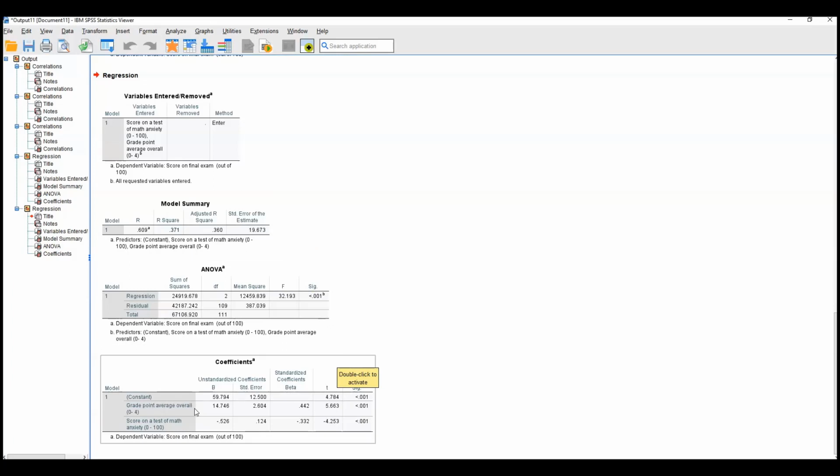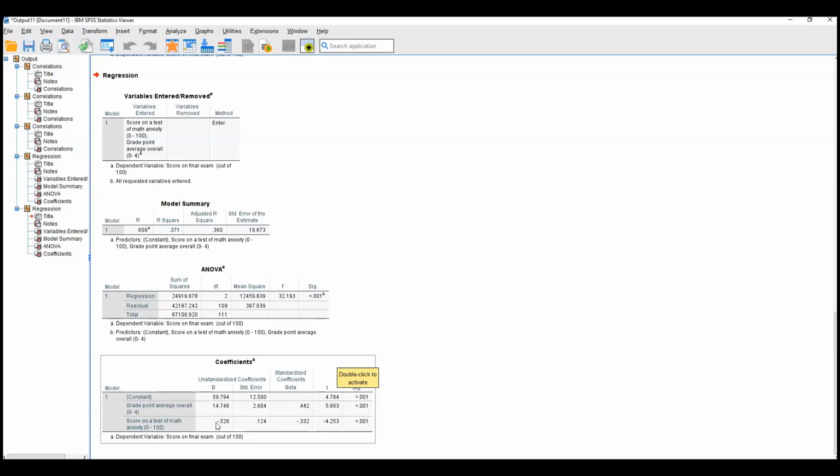Now, a quick caveat about interpretation. You can't do the same thing as you did with simple linear regression and just say that for every 1 point increase in grade point, we would expect their final exam score to go up 14.74, because we have this other variable. So what we have to say is, holding math anxiety value constant, or accounting for the math anxiety, for every 1 point increase in GPA, we would predict that a student's final exam score would be increased by 14.746 points, or 0.442 standard deviation units.